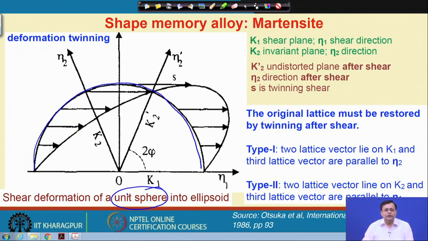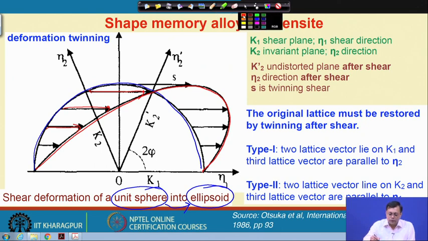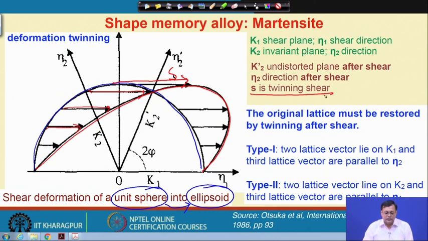And then after giving the shear, the shape will be changed into an ellipsoid. So, ellipsoid means that the final position after providing the shear is here, okay. And these are the positions which have shifted. So, we have given the shear, which is S, a vector. Okay. So, S is a twinning vector that has been given to this unit sphere.